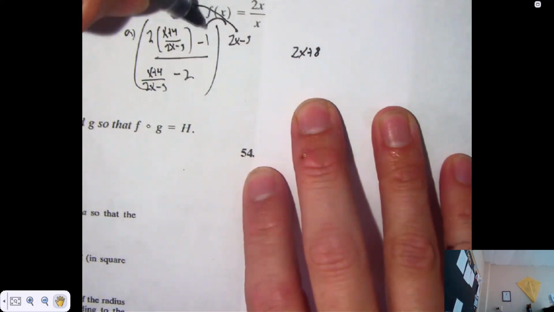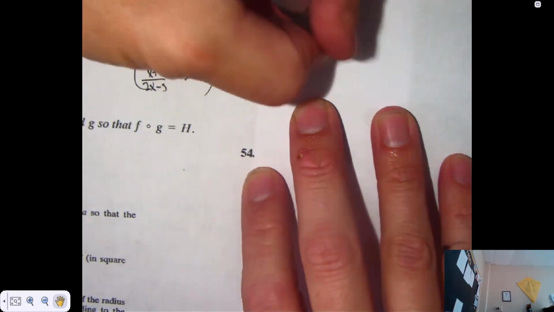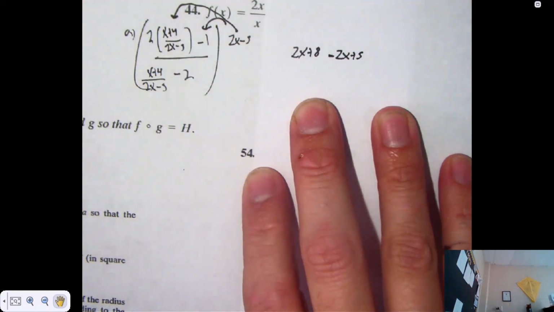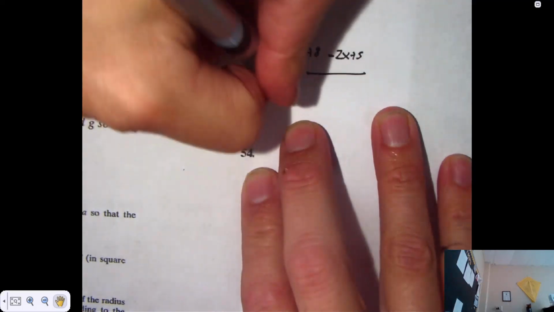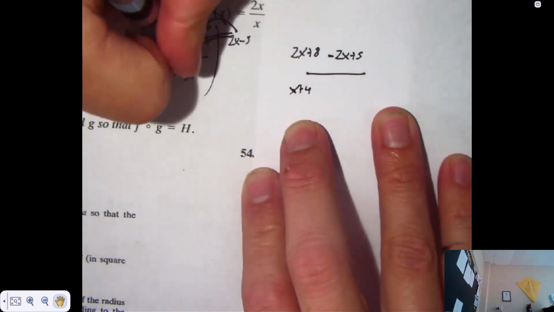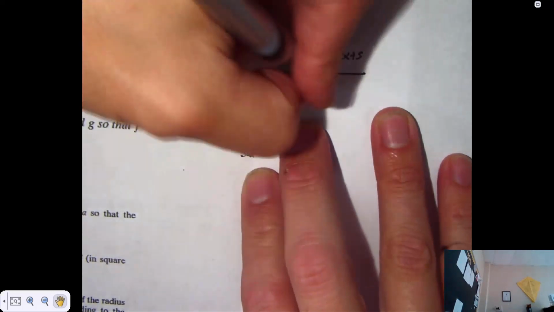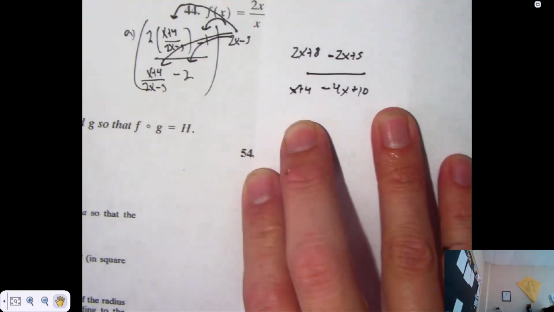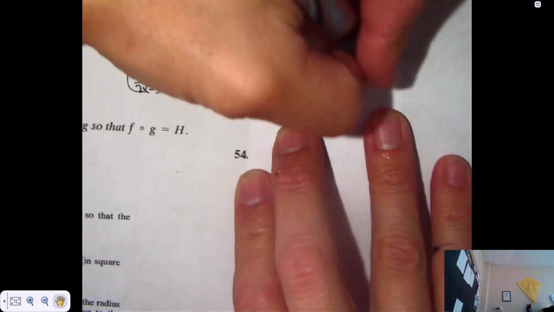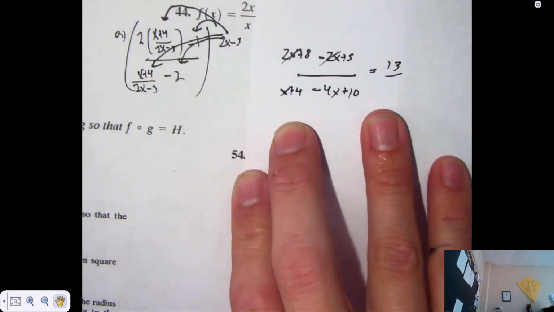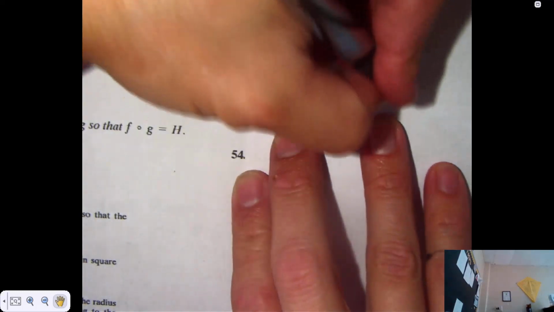When you distribute here, minus 2x plus 5. Down low, when you distribute, the 2x minus 5's cancel. And when you distribute here, minus 4x plus 10. You just combine likes. Cancel, cancel. Top makes 13. Bottom makes negative 3x plus 14.